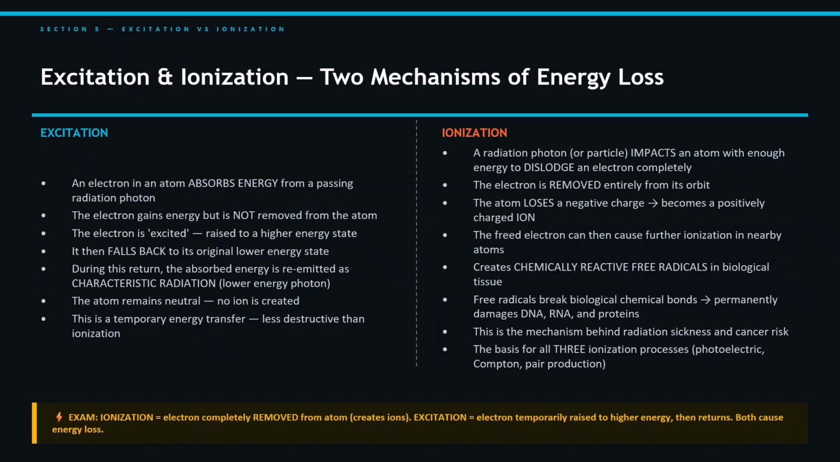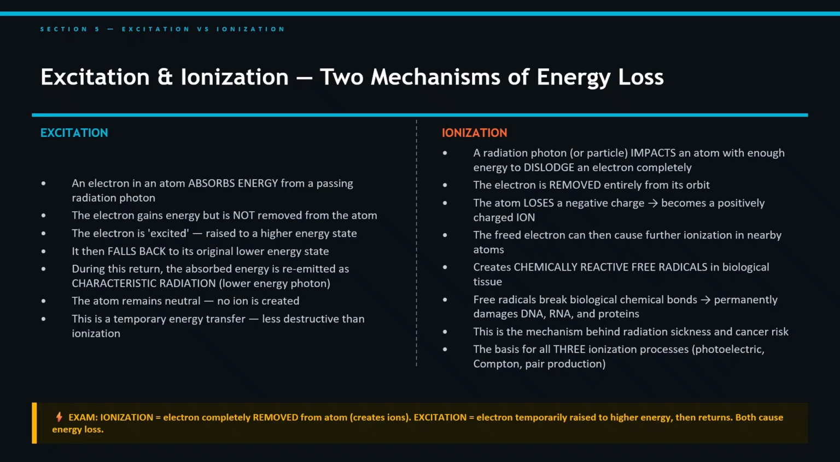Before discussing the three major photon interactions, we need to distinguish excitation from ionization. Excitation occurs when an electron absorbs energy and moves to a higher energy state but remains associated with the atom. Eventually, that electron can return to a lower energy state, releasing energy.